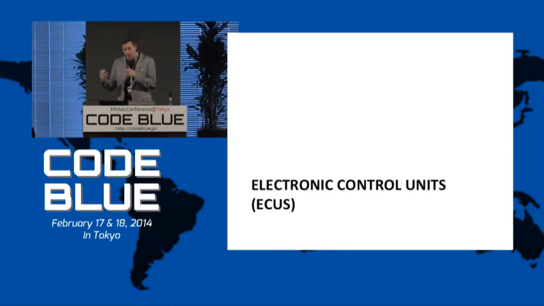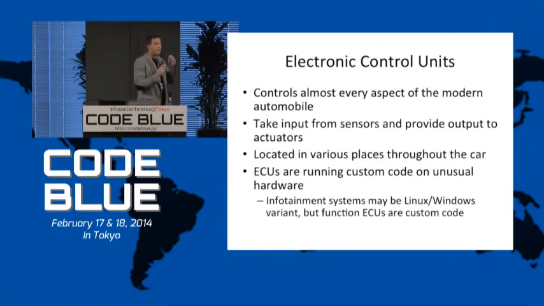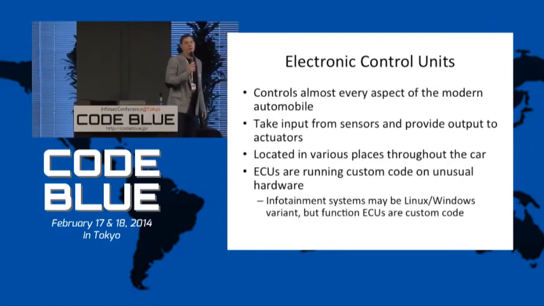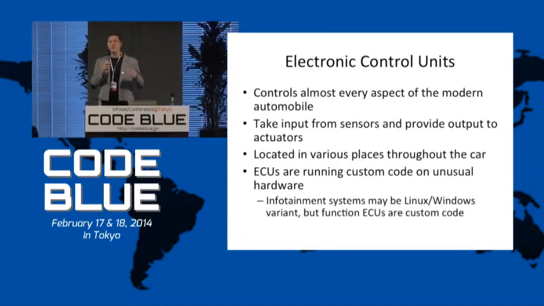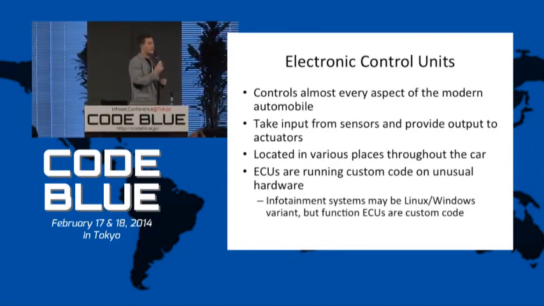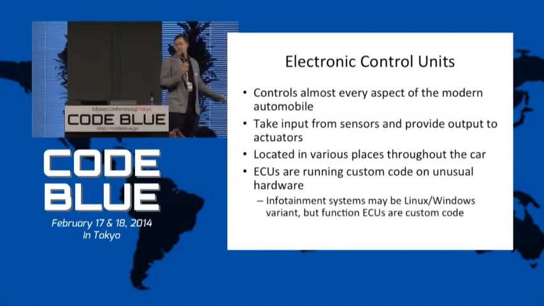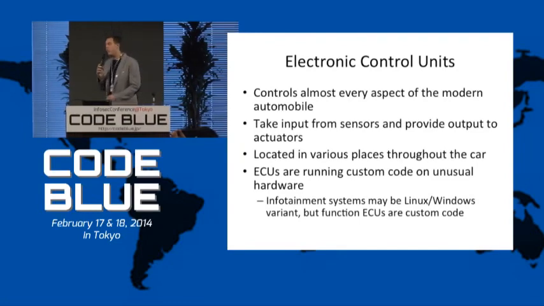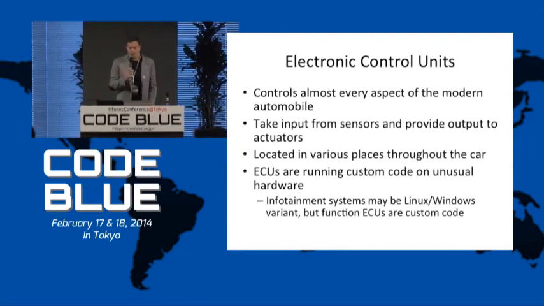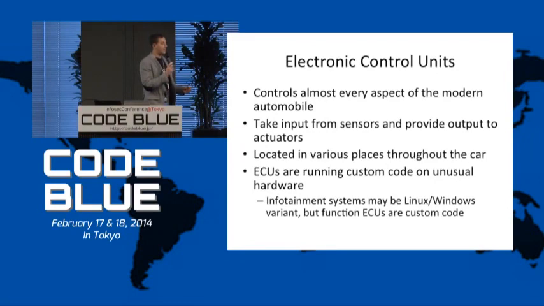So what do you actually go after? And what we looked at were ECUs, or electronic control units. These really gained popularity, I think, in the late 70s or 80s, mainly revolving around gas consumption and efficiency, right? Nowadays, these ECUs control almost every aspect of your automobile. The gist of it is they take input from sensors and they provide output to things like actuators.